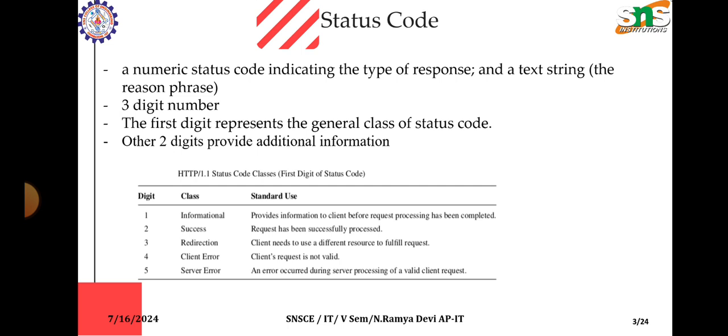2 is success, the request has been successfully processed, and 3 is redirection, the client needs to use a different resource to fulfill the request, and 4 is client error, where the client's request is not valid, and 5 is server error, an error occurred during server processing of a valid client request.